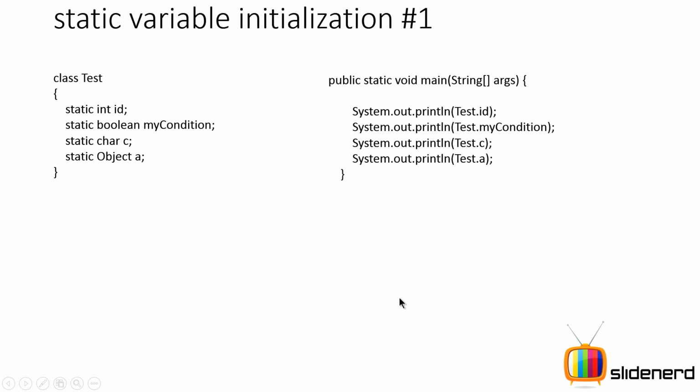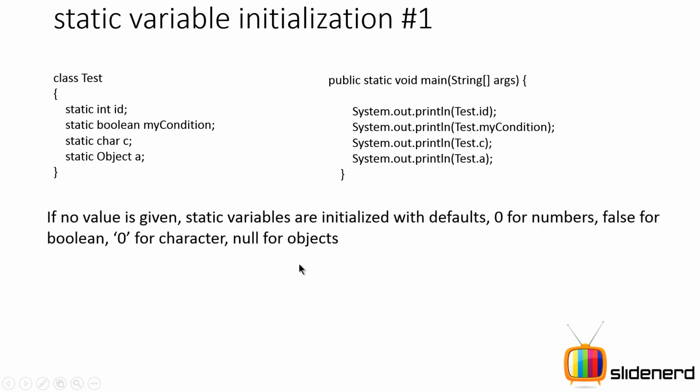So at this point, if you execute this, what is going to be the value for each of these variables over here, because we have not initialized any one of them? Well, very simple. If no value is given, static variables are initialized with defaults, which means 0 for numbers, false for a boolean, the 0 ASCII value for character, and null for objects.